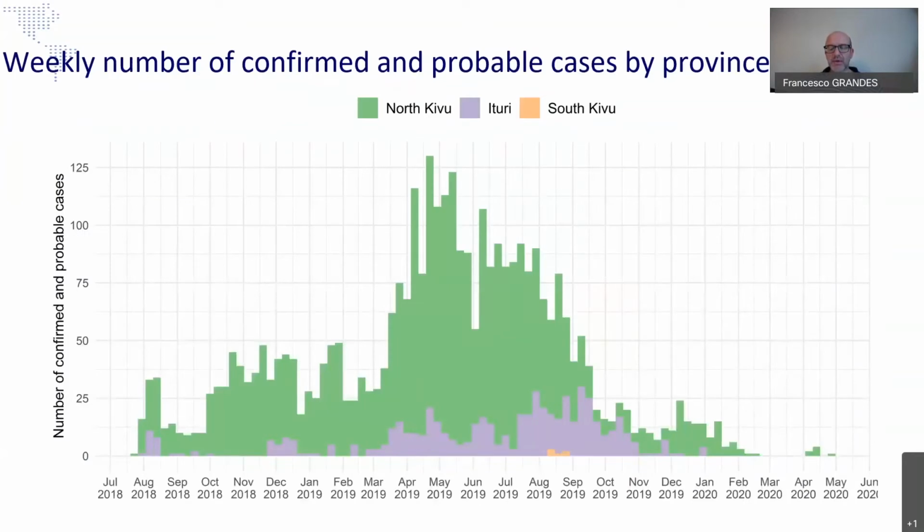This is the epidemic curve of the entire epidemic. A first peak occurred from October to December 2018, and a second and higher peak occurred between April and July 2019, followed by a steady and rapid decrease until October, but it then took 6 more months, with some bumps along the way, to record the very last case. North Kivu was the most affected province overall.